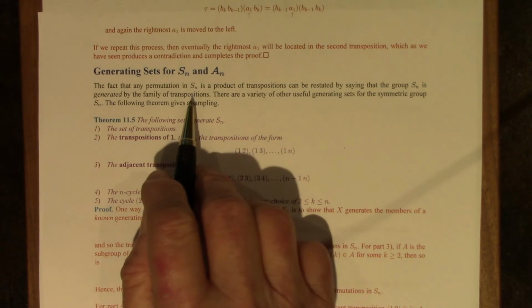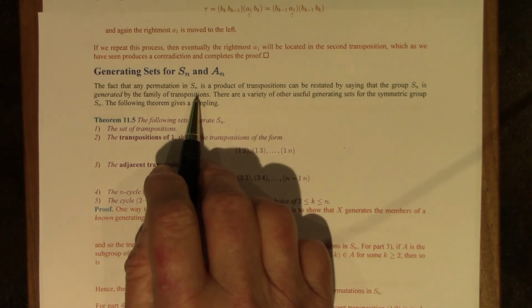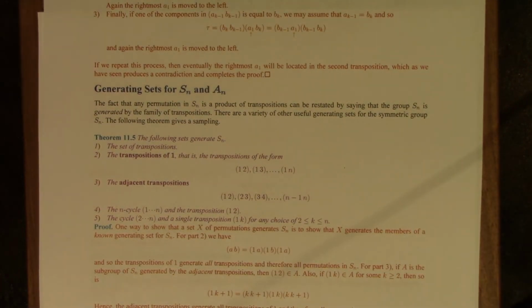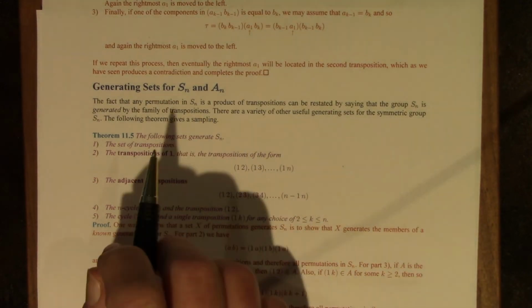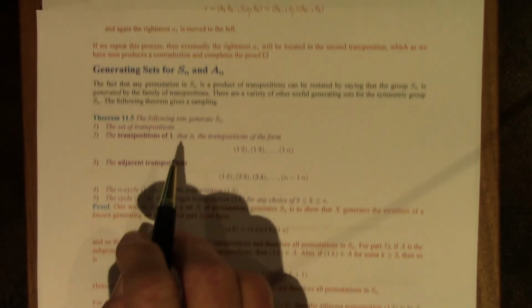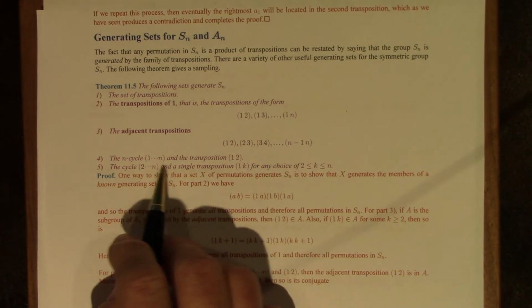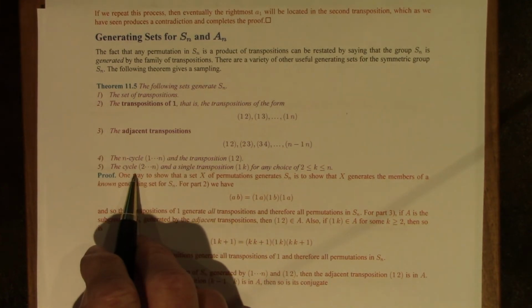The fact that any permutation in Sn is a product of transpositions can be restated by saying that Sn is generated by the family of transpositions. And as I mentioned in chapter 3, I guess, there are a variety of other generating sets for the symmetric group, and they can be very handy under the right circumstances. And here is a sample. There are 5 different generating sets for Sn.